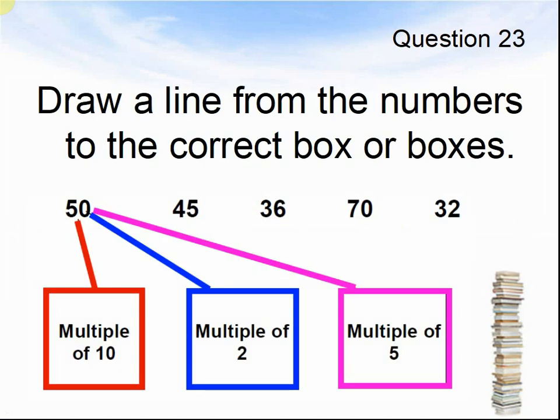Question 23. Draw a line from the numbers to the correct box or boxes. 50 is a multiple of 10, is a multiple of 2 and a multiple of 5. So looking at the three boxes which are the three number properties, what can you tell me for 45, 36, 70 and 32? Pause the video until you are ready for the next question. Here comes the next question.